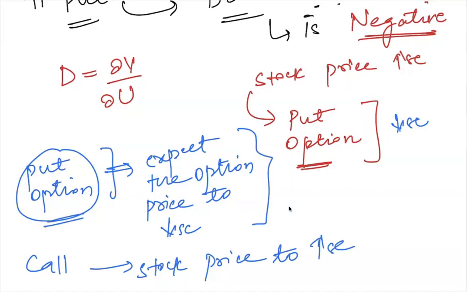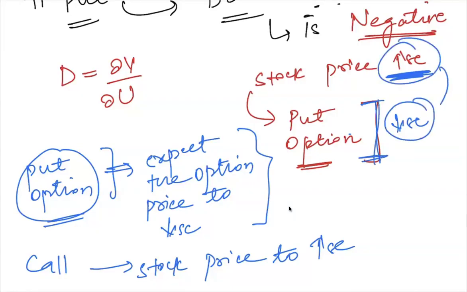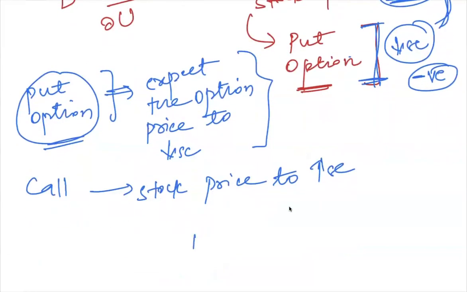In a put option, when the stock price is increasing, it is for sure that the put option price will decrease. So that's why we see a negative relationship. And that's why delta is negative, which is 0 to -1.